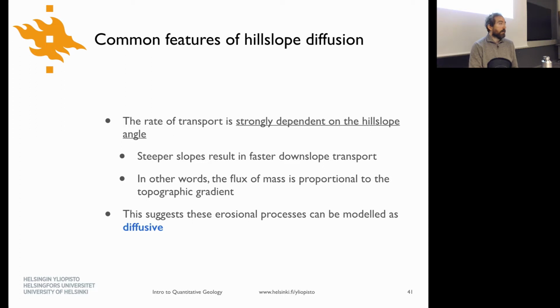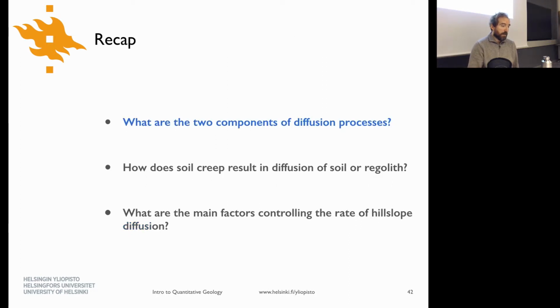The rate of transport is going to be strongly dependent on the hill slope angle. So generally speaking, up to the point that you get close to the stability of the hill slope, if it gets too steep, it could start eroding by other methods. But the steeper it is, the faster material will tend to move downhill. So in other words, our flux of mass is going to be proportional to the topographic gradient. This is starting to sound like a diffusion equation, as you might not be surprised to hear, since we're calling this hill slope diffusion.